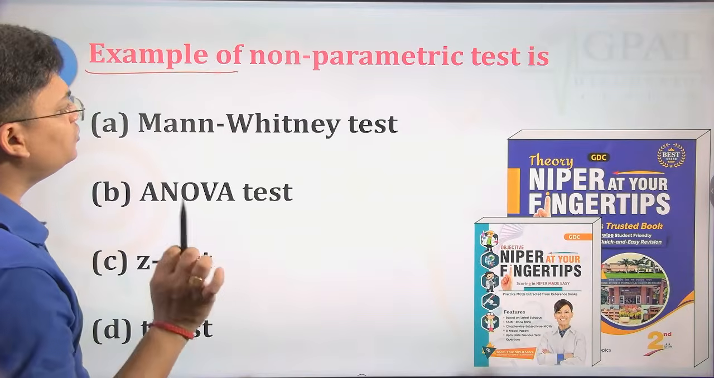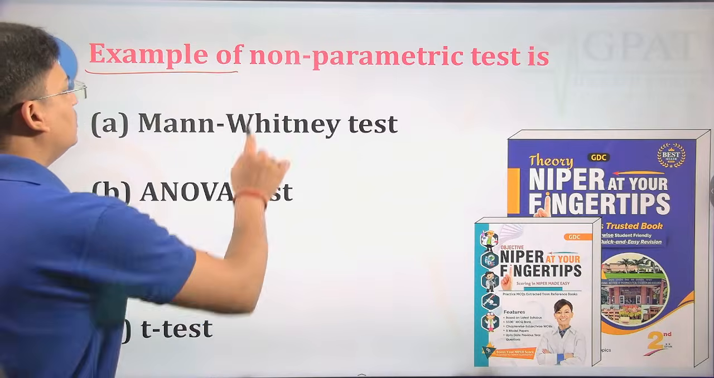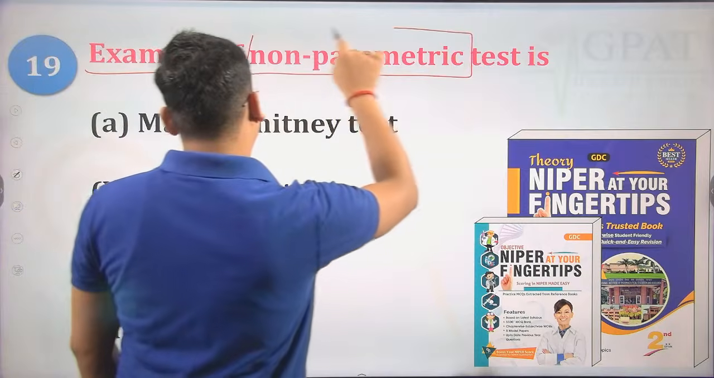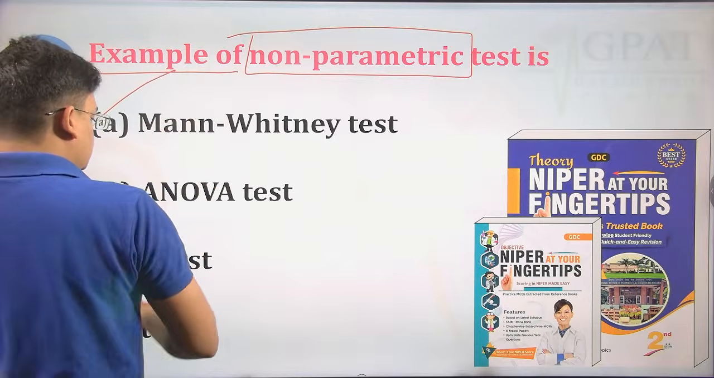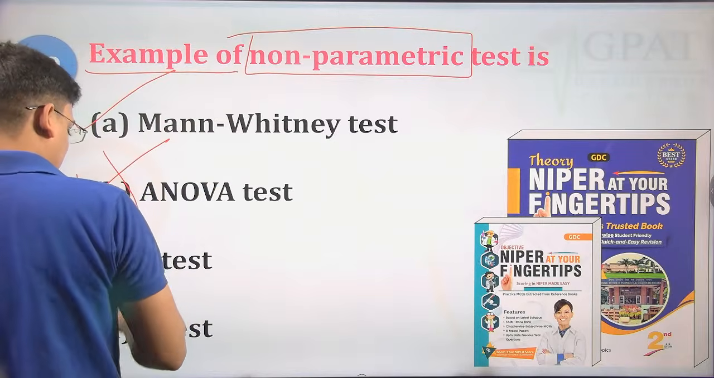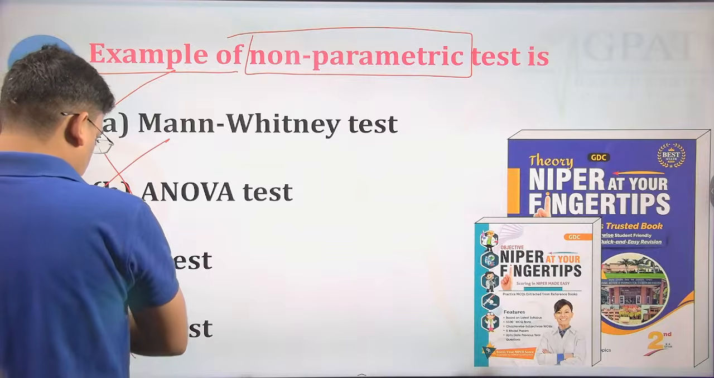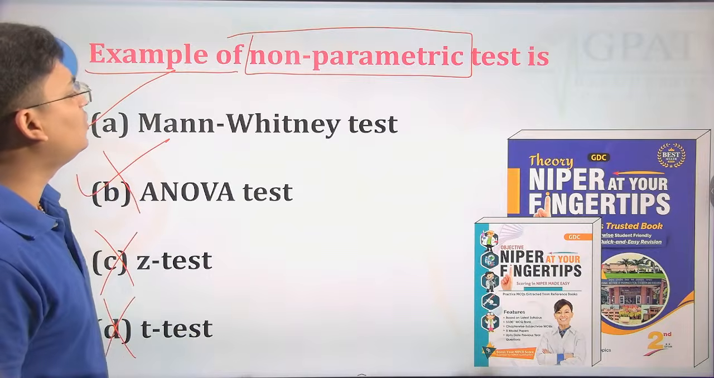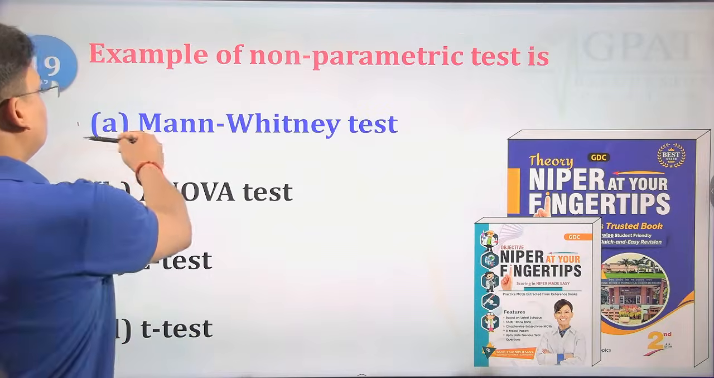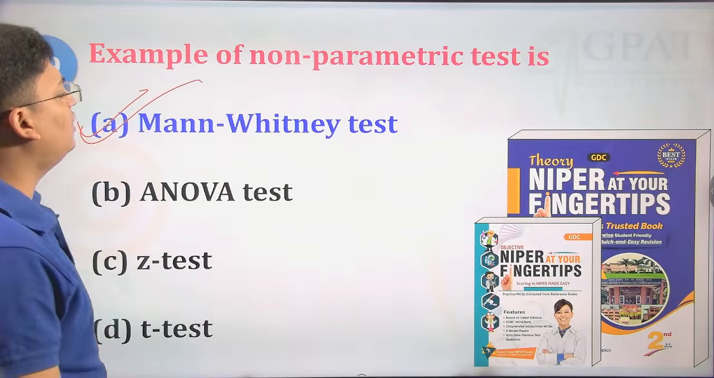Example of a non-parametric test. Mann-Whitney test, ANOVA test, no. Z test, no. t-test? No. Okay, so Mann-Whitney test is a non-parametric test. Mann-Whitney test is the non-parametric test.